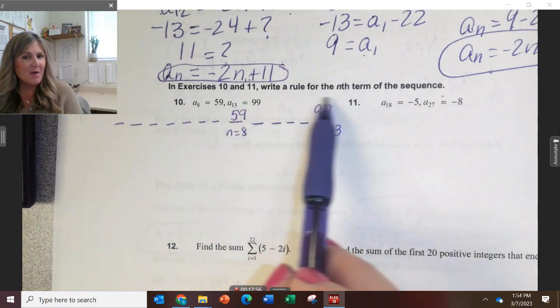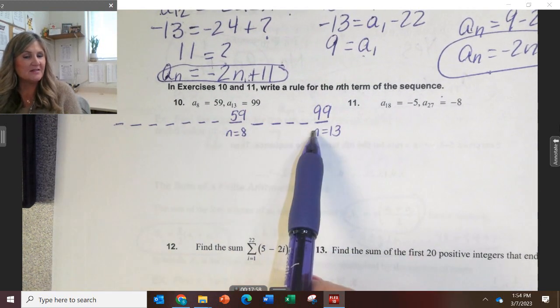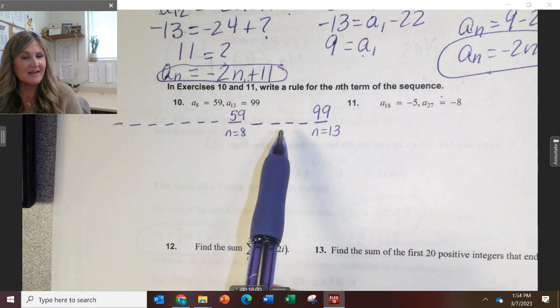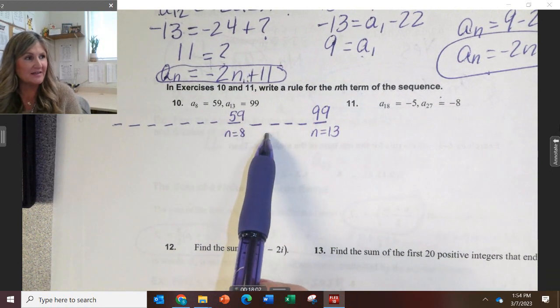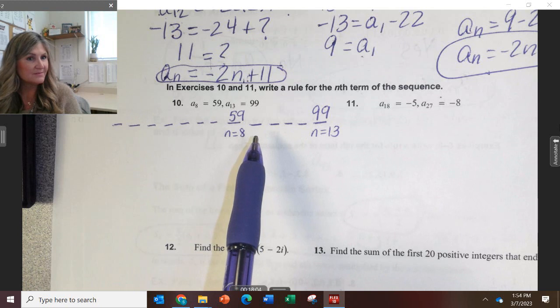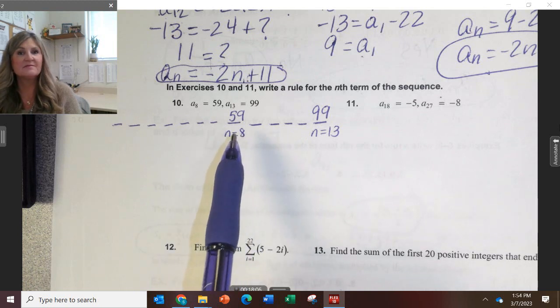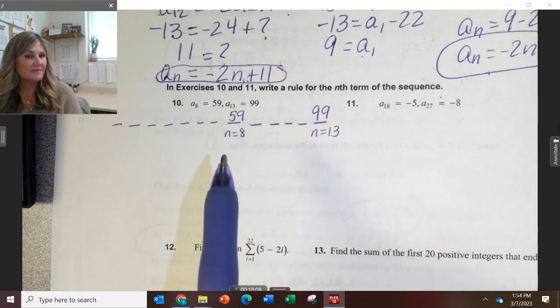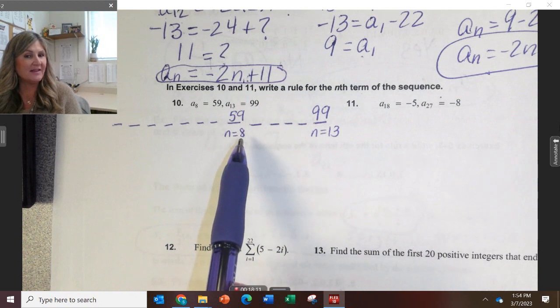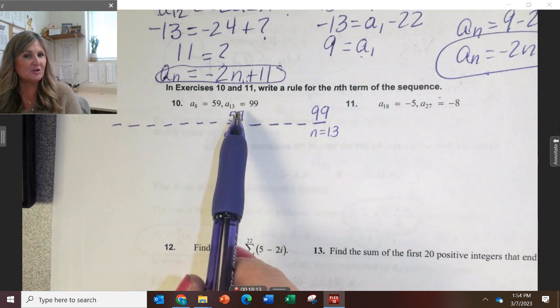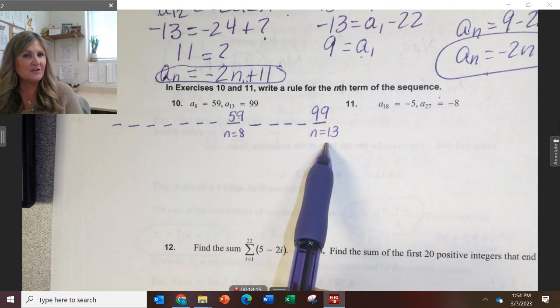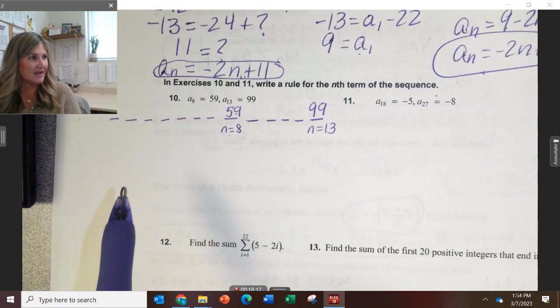Now, I'm trying to come up with a rule for this sequence. Do you have any ideas on how I can find d? Anybody know how we could find the d value if we know the 8th term is 59 and the 13th term is 99?